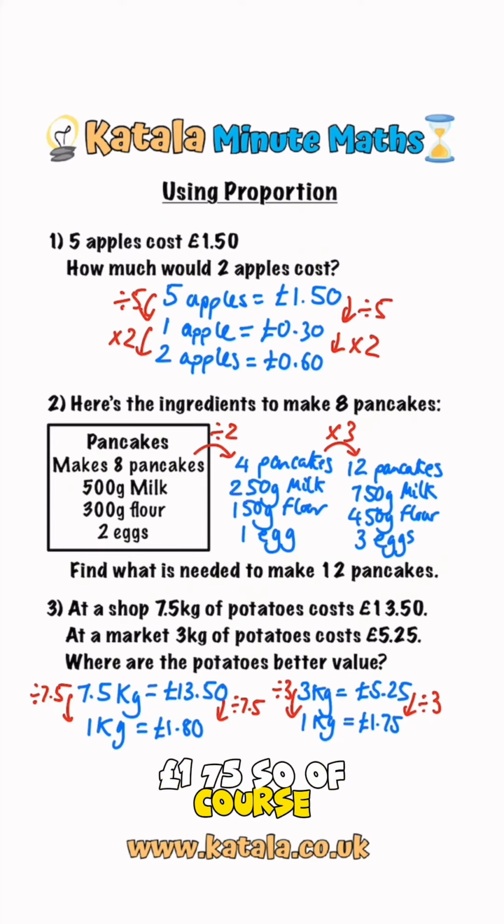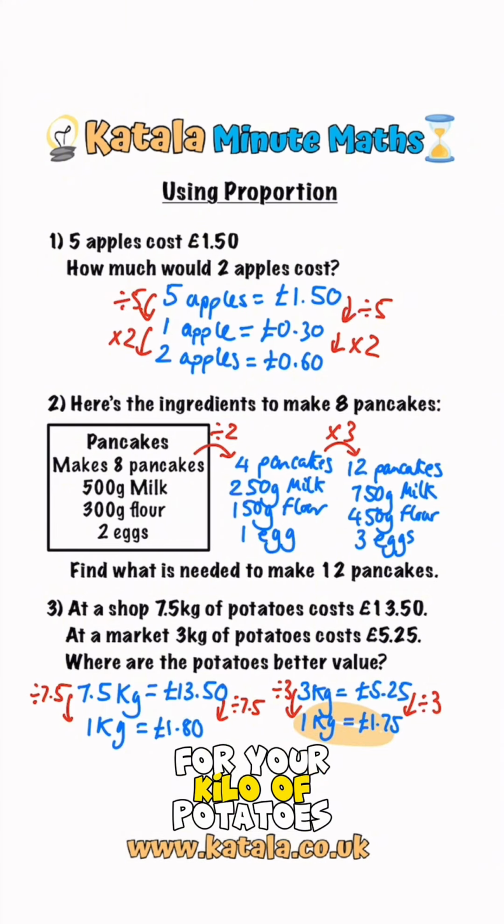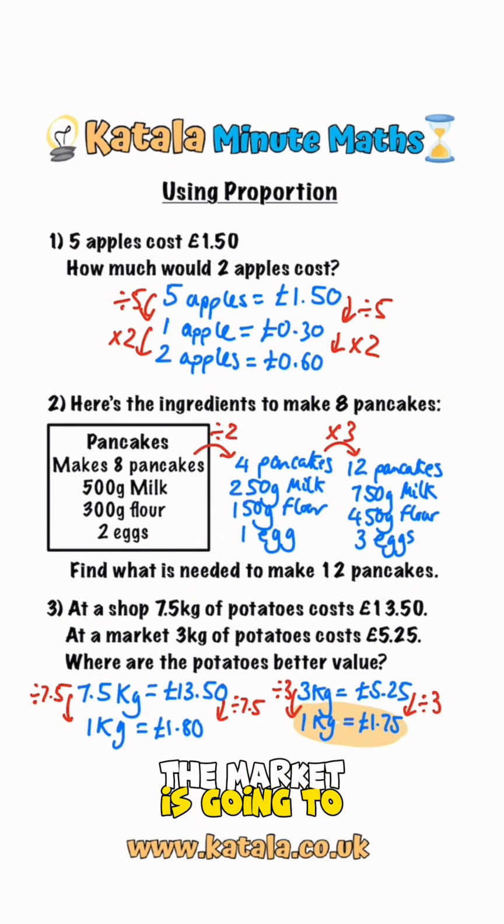So at the shop, 1 kilo costs £1.80, and at the market, 1 kilo only costs £1.75. So of course, you'd rather pay less money for your kilo of potatoes, meaning that the market is going to be the best value for money.